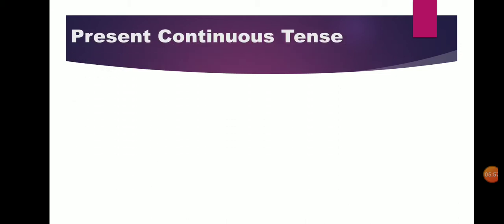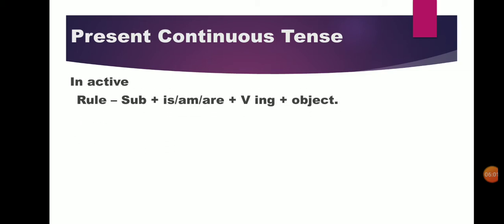Next is present continuous tense. Rule: in present continuous tense we need subject, then is, am, are, then verb ing form, then object.